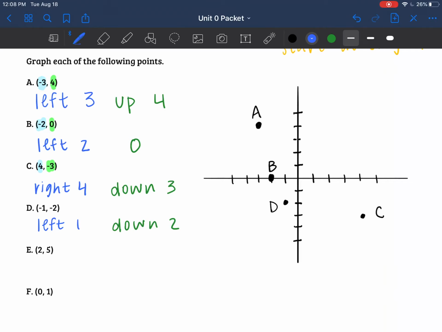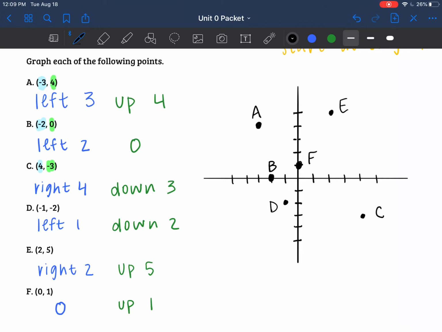Point E said 2, 5. Those are both positive numbers. So my first number, 2, tells me to go to the right 2. Second number, 5, means up 5. So I start back in the middle again. Right 2, up 5 is going to be right up here in that first quadrant. Last example, 0, 1. So that 0 tells me don't go side to side. I'm just going to write a 0. And then just go up 1. So start in the middle. Don't go side to side. Up 1 would put point F right here.